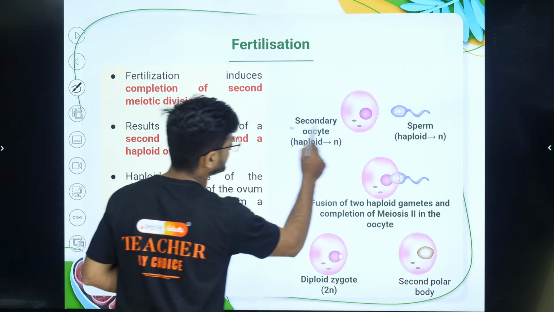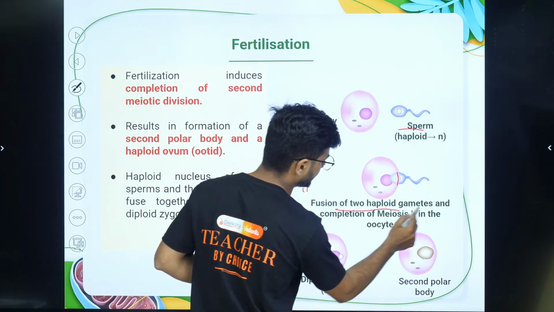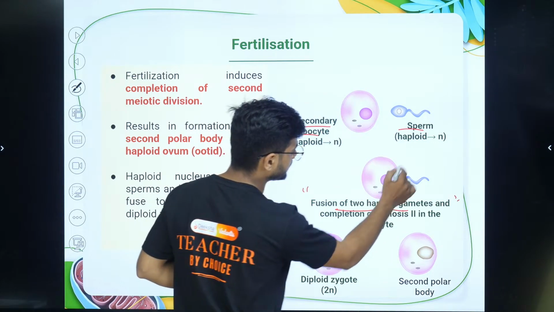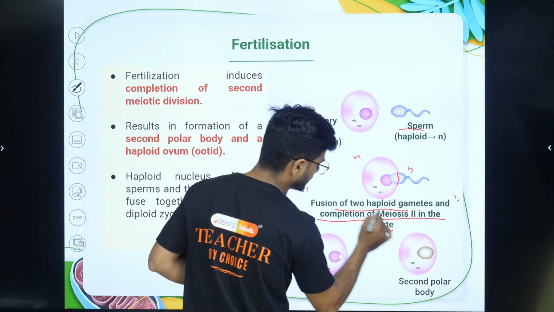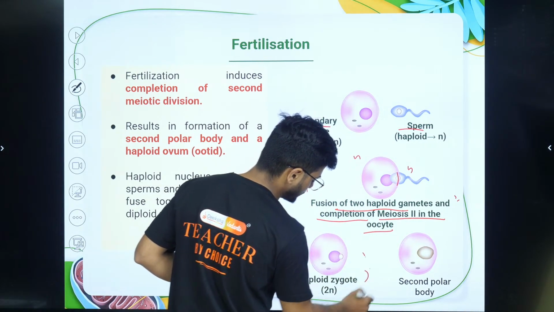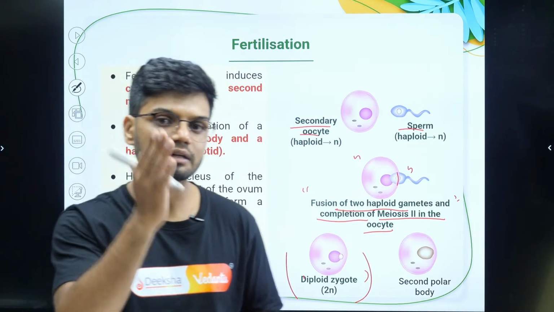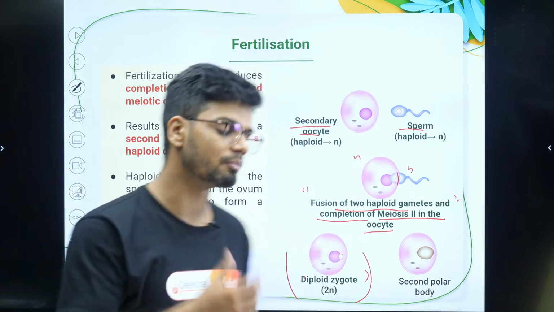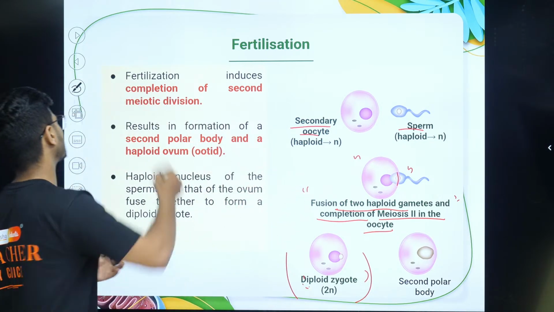Look here: the secondary oocyte, the sperm head has gone inside. Fusion of two haploid gametes, remember, both are haploid. Completion of meiosis 2 in the oocyte, and a diploid zygote is produced. This diploid zygote now undergoes cleavage. Cleavage means what? Division. It results in the formation of an embryo. So the zygote will become an embryo later on.